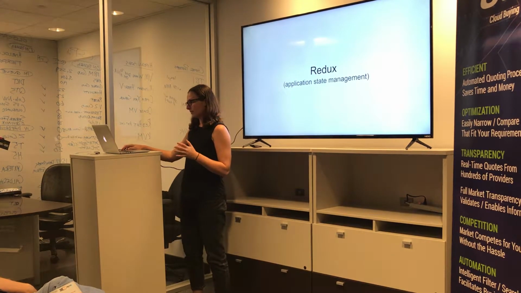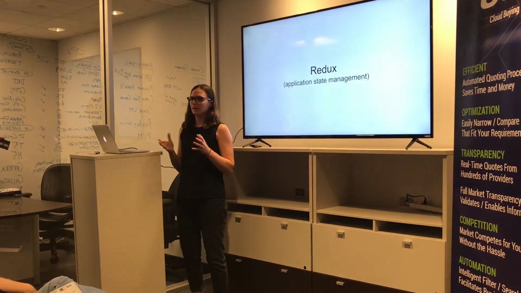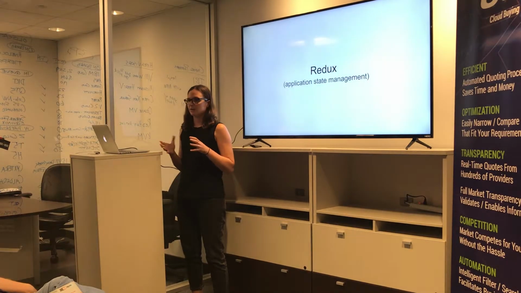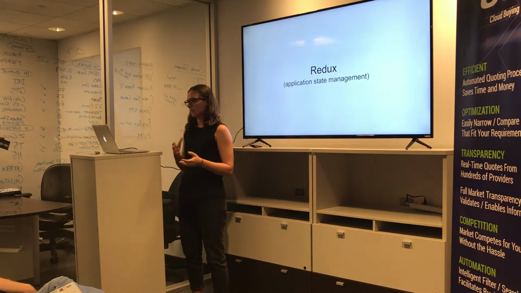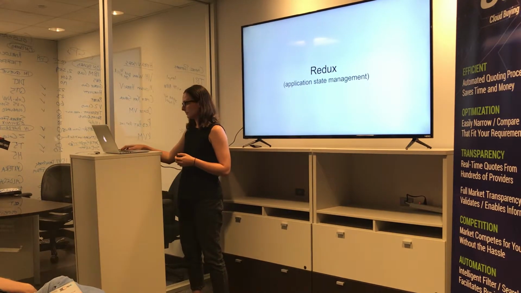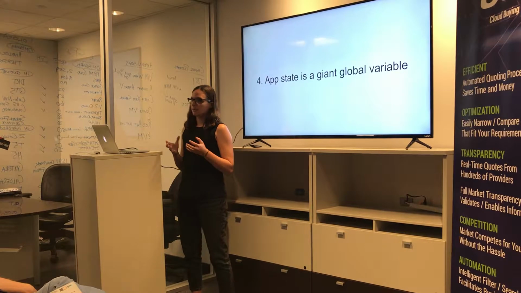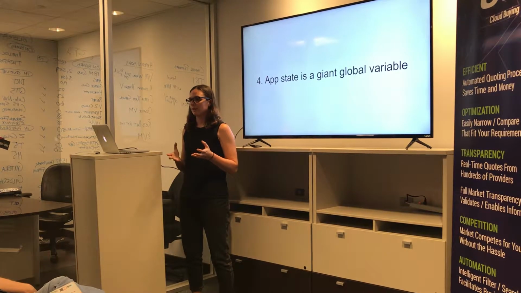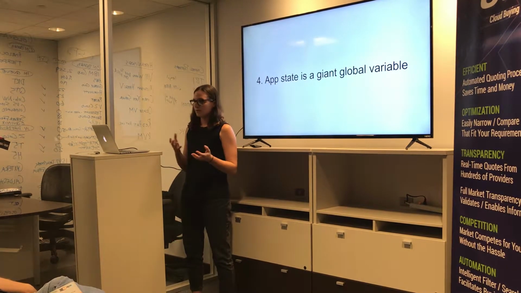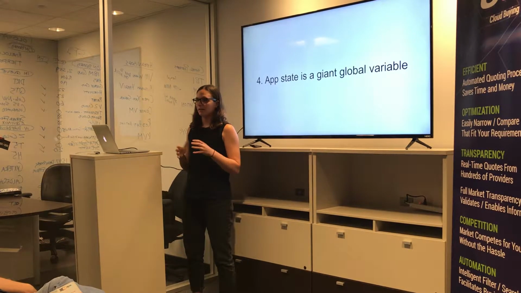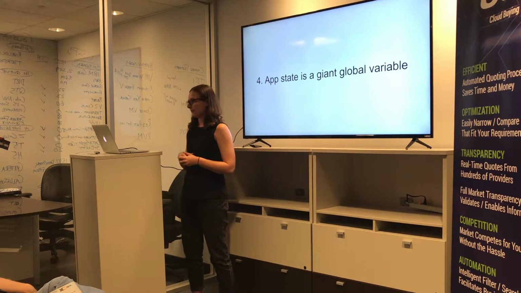My next tips are related to Redux, but they could really be related to any kind of application state management, which is pretty popular in JavaScript apps these days, whether it's Flux or MobX. It's really helpful to think about app state as a giant global variable. In server-side languages like Ruby or Python, globals are to be avoided, they're a little scary. You should treat app state with the same kind of care.